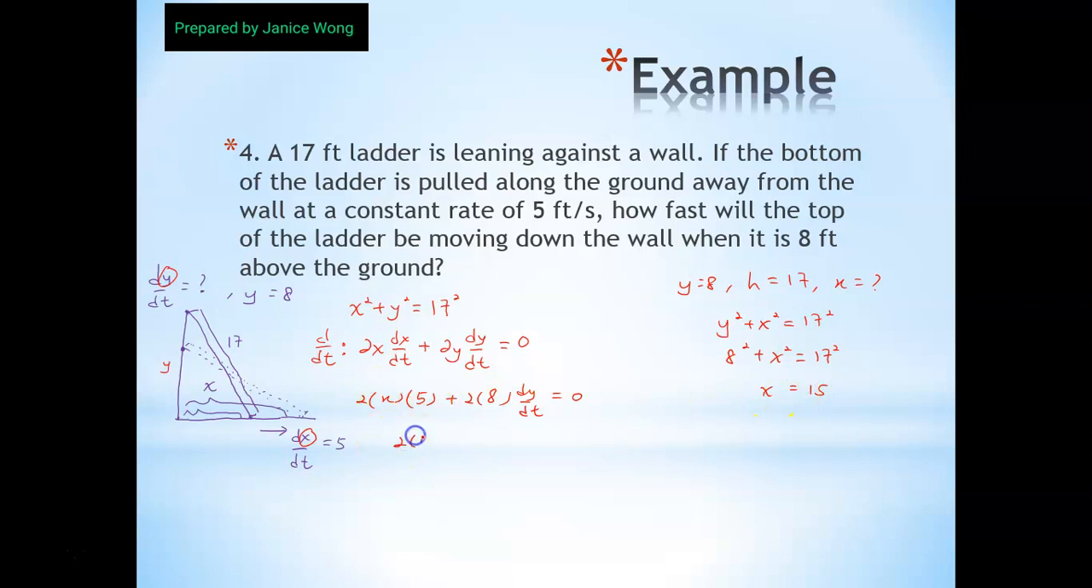Substitute 15: 2 times 15 times 5 plus 16 dy over dt equals 0. 16 dy over dt will be equal to negative 150. In the end, we answer for dy over dt, which is negative 150 over 16. We can simplify it to negative 75 over 8. And the unit is feet per second.